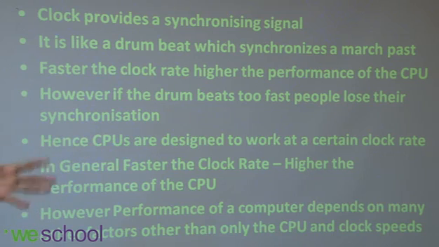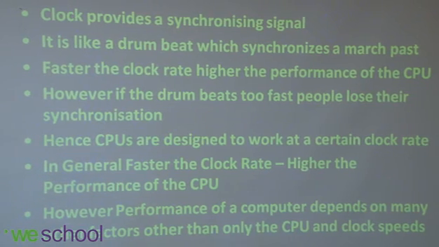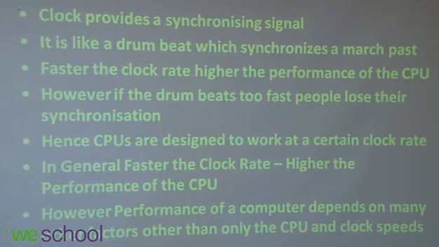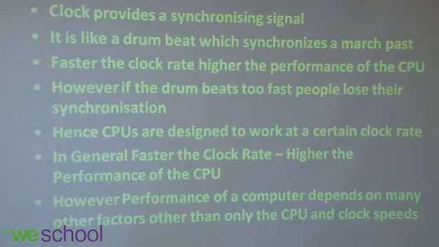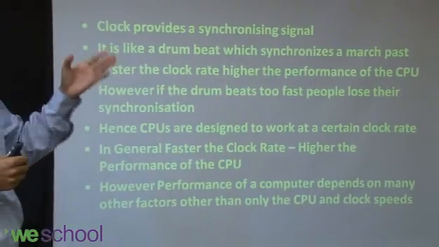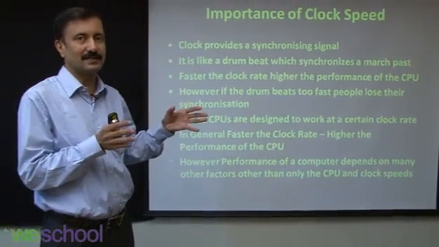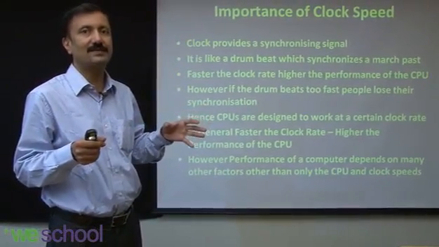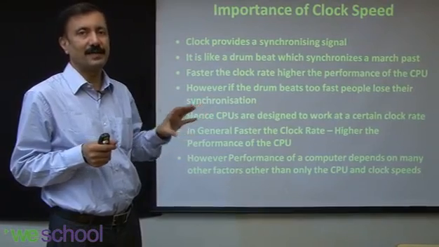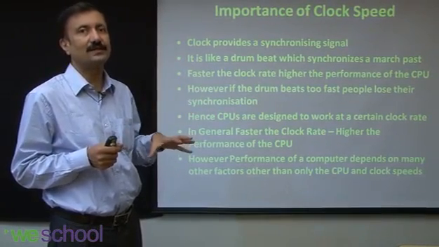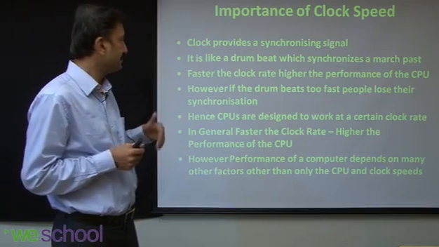So everything that happens in a processor, and indeed in the computer, is on the basis of this signal which goes, and the speed of the signal decides how fast all these actions would take place. This is very typical of the analogy which I have given: if there's a column of people doing a march past, there's a drum beat which synchronizes their actions, and this is exactly what a clock does in terms of synchronizing actions within a computer.